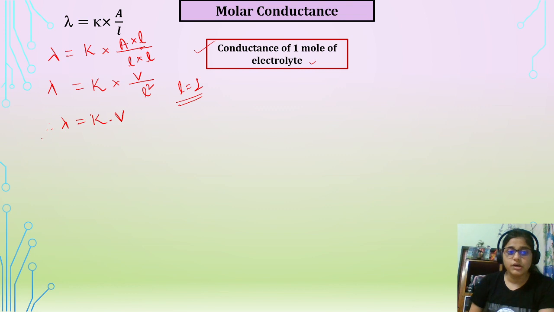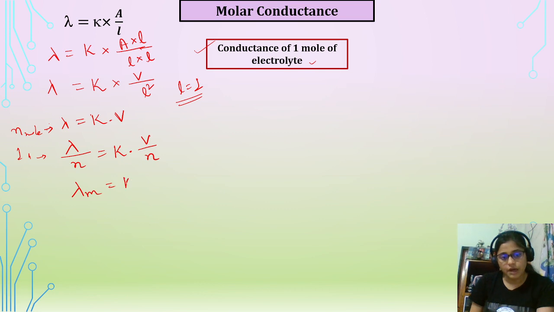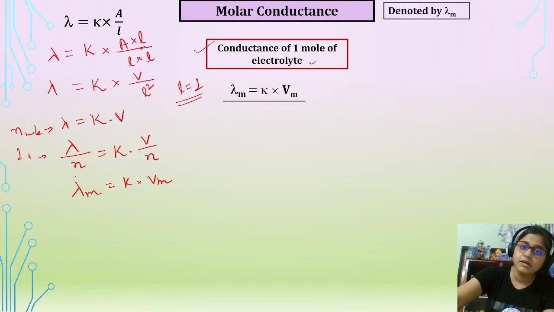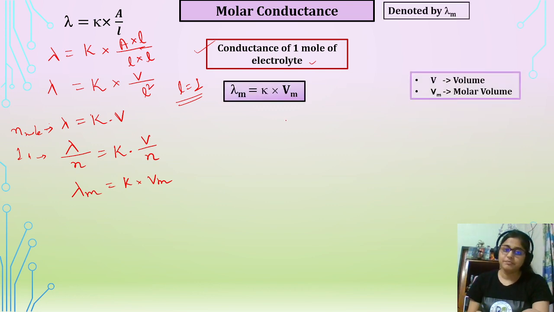So for 1 mole we have to know the value of conductance. Let's say we have taken n mole. So for n mole, this is the expression. For 1 mole, what will be the expression? Lambda by n equal to K into V by N, right? N is the number of moles. This can be expressed by lambda m equal to kappa into Vm. Vm is molar volume. V is the volume of the electrolytic solution.